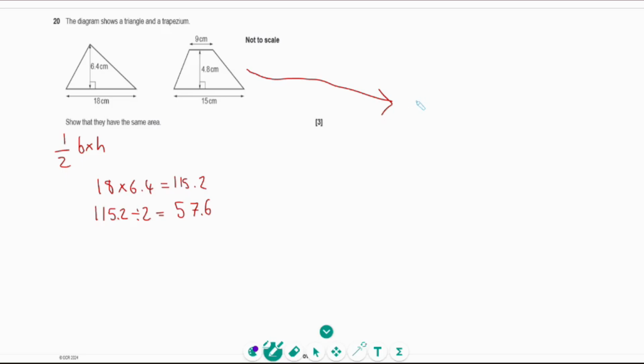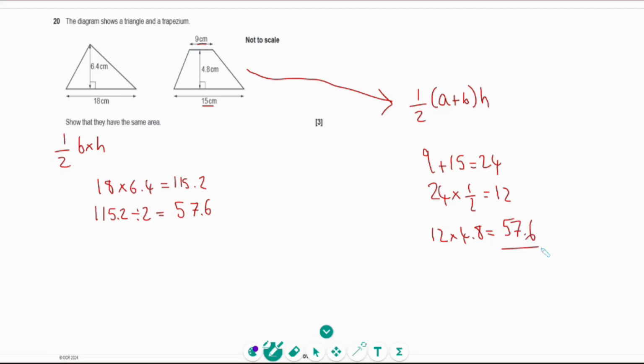Now I think you should be given the area of a trapezium in your formula book, and the area of a trapezium is half A plus B times H. A plus B are your parallel sides here, so your 9 and your 15. I'm going to add 9 and 15 first to get 24. Times 24 by a half, or halve it, to get 12. And then times by the height, which gives me 57.6. So I've shown that they have the same area.